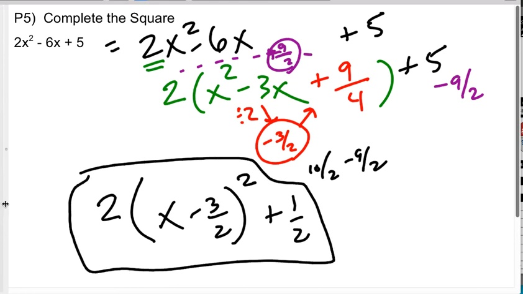So that's it, and then in our next video, we're going to go ahead and talk about vertex form and graphing.